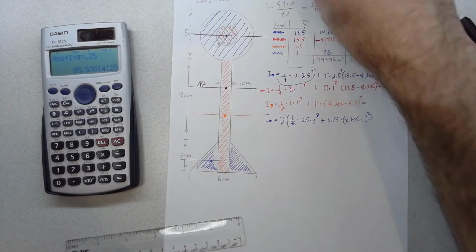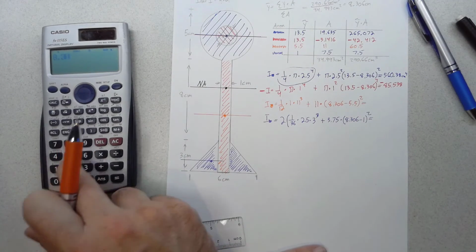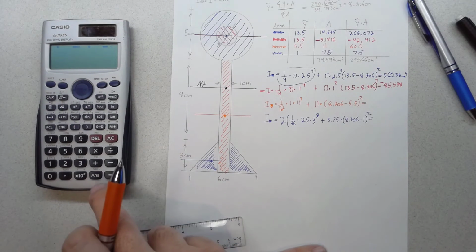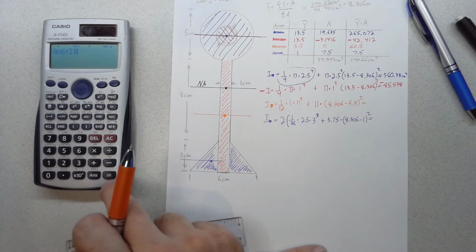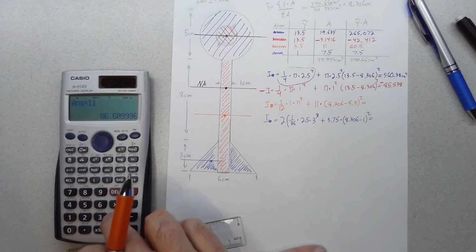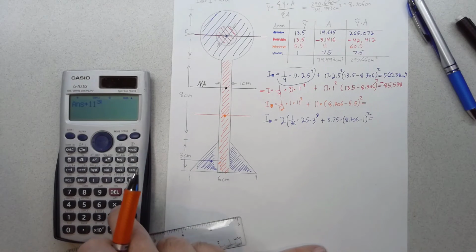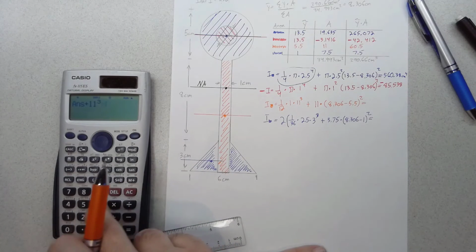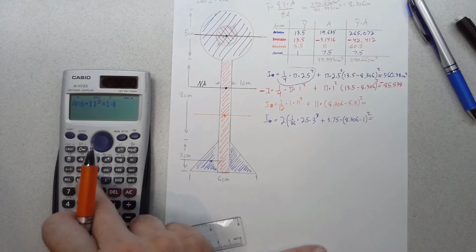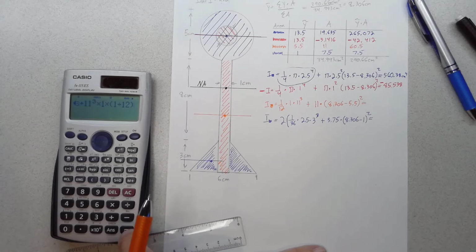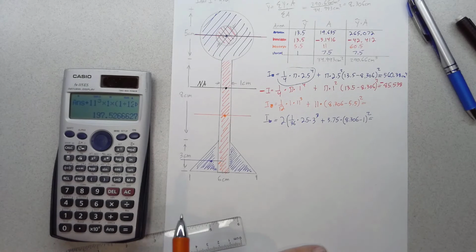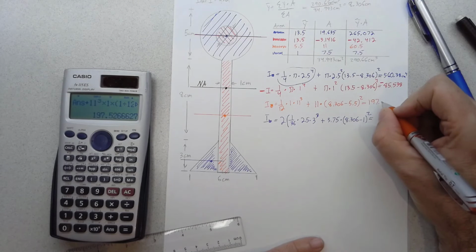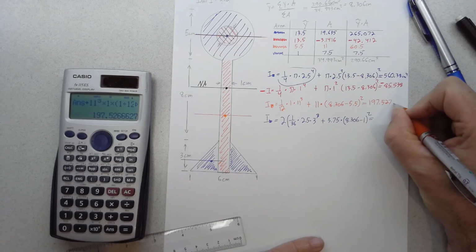Okay, on to the orange part. 8.306 minus 5.5 squared times 11 plus 11 cubed times 1 divided by 12. And that equals 197.527 centimeters to the fourth.